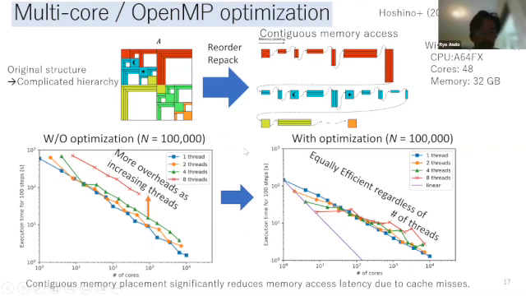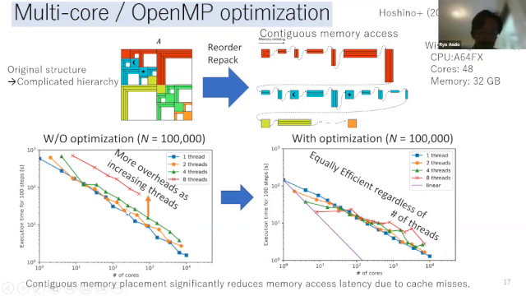Okay, this is a little bit more update about this kind of optimization. This is an optimization so-called contiguous memory access. As I said, because the original H-matrix has this kind of very complex structure, we can reorder and repack the memory assignment to a 1D array like this. To do so, we can optimize the OpenMP processes. This is the case without this kind of optimization, and this is with this optimization.